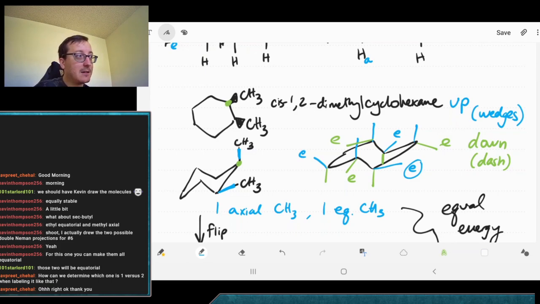That one is up. It's easier to see with the axial ones. The equatorials can be a little bit tough to see up and down because they're much slighter angles. But trust me on this. These are all the up positions in blue. All the down positions are in green. So everything that's on a dash should be on a green line here. Everything that's on a wedge should be on a blue line if you're drawing your cyclohexane like this. If you have the other one, they're all just flipped. But if you have your pointy end in the top right and bottom left of your molecule, you're going to have these particular ups and downs.